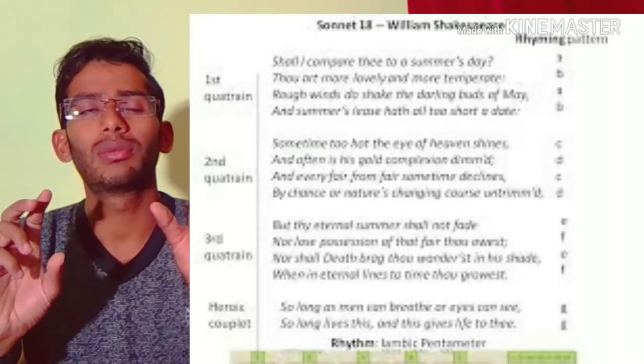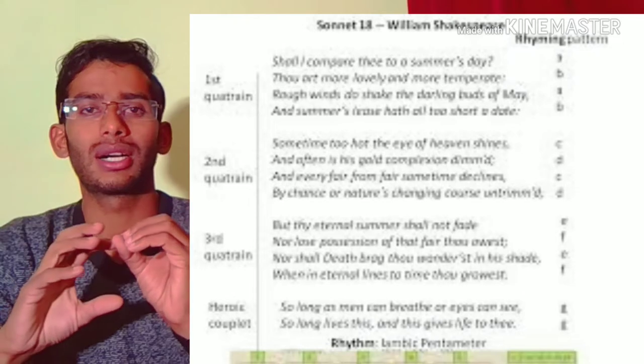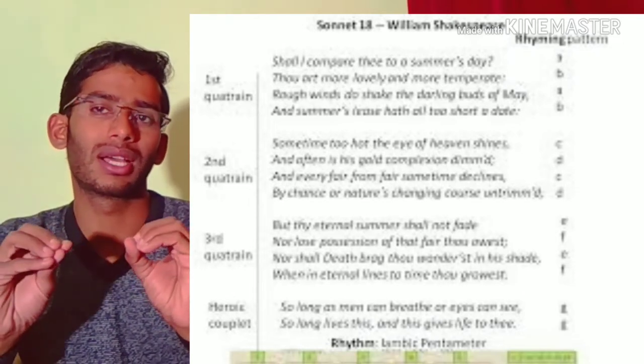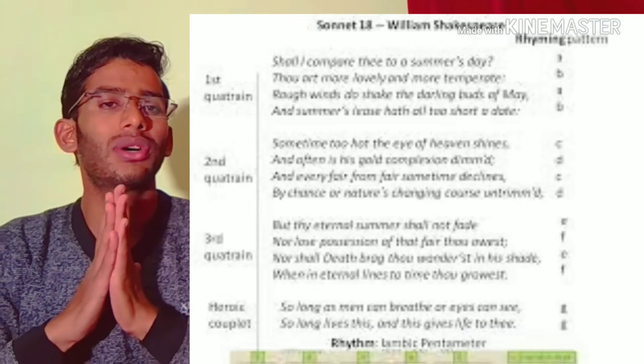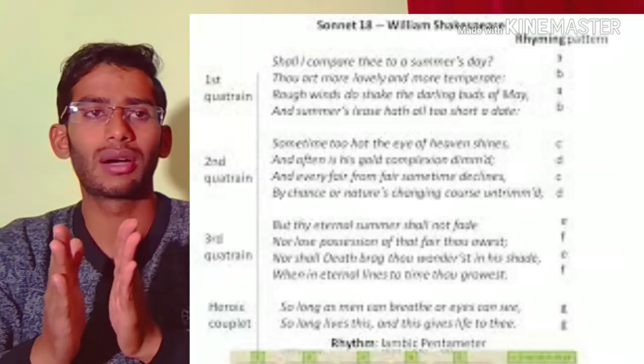So sestet means the group of 6 lines, octave means group of 8 lines. 8 line ka octave, 6 line ka sestet. So these make your 14 lines, okay. Next thing is a turning point at the end of the 8th line. You can be asked in which sonnet you get the turning point. So in the 8th line you will get the turning point in the Petrarchan sonnet. And the 9th line is sometimes introduced by words like and, if, so, but, yet. So you should remember, in the 9th line you can have words like and, if, so, but, yet.